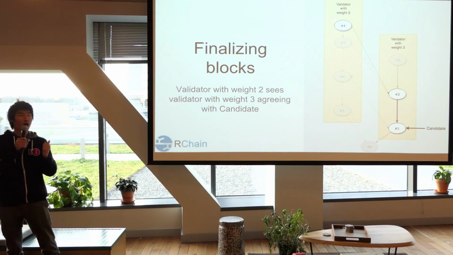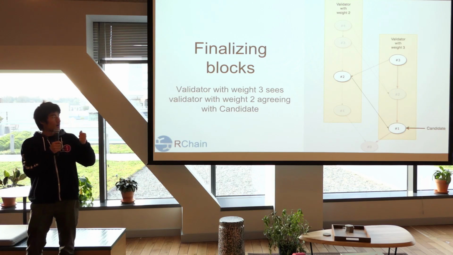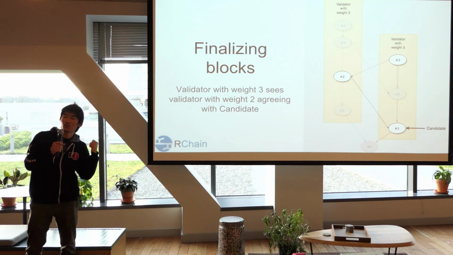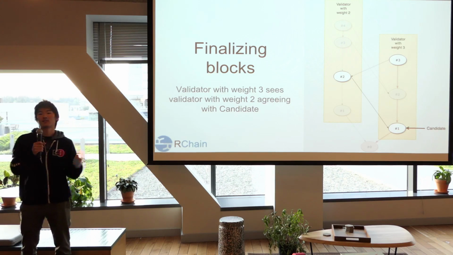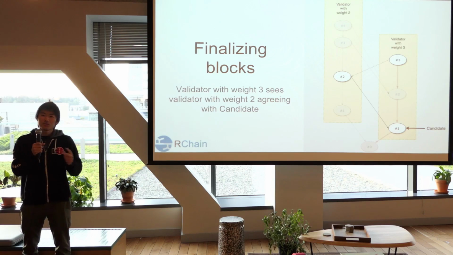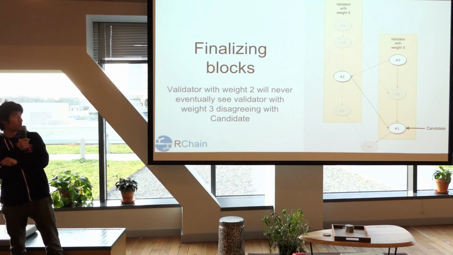And then we want to go the opposite direction. Next slide. We want the validator with weight 3 to see that the validator with weight 2 agrees with the estimate. And so those are the 2 properties. But there are 2 other properties that are more subtle. If we go on to the next slide.